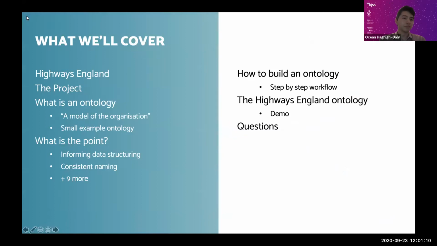So we'll broadly split the presentation in two. I'll give the first half and the others will give the second half. I'll be talking to you about who Highways England are, what they do, a bit about the project that we were working on. Then of course get straight into what actually is an ontology. Kind of as a spoiler, it's a model of the organization. Then we'll walk through a small sample ontology to try and get the key points across. And then we'll talk about what's the point, why are we doing this? And again, spoiler alert, the main reasons are to inform our data structures and to bring about a consistent naming within the organization.